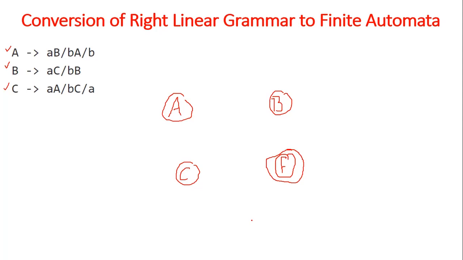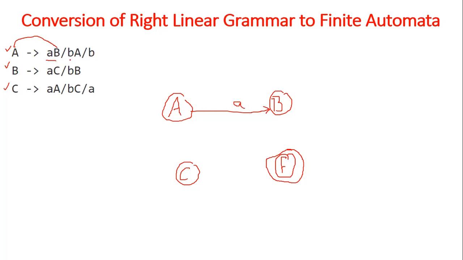You can make the start state a final state if the start state is having epsilon productions. As the start symbol does not have any epsilon productions, you should not make it a final state. So these are the states. There are 4 states. A, B, C are non-final states, and F is the final state. So let us draw the transitions. This is A tends to small a, capital B, which means you should add a transition from A to B on input symbol a.